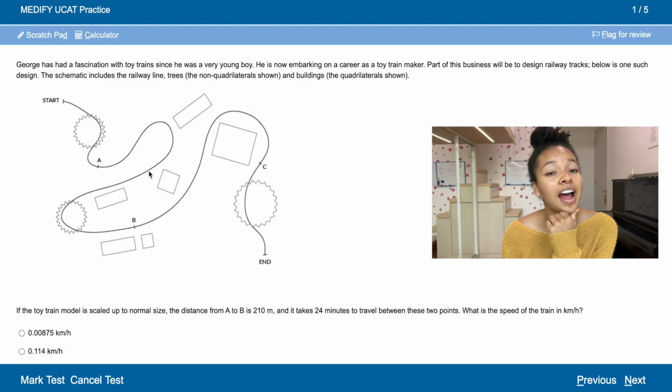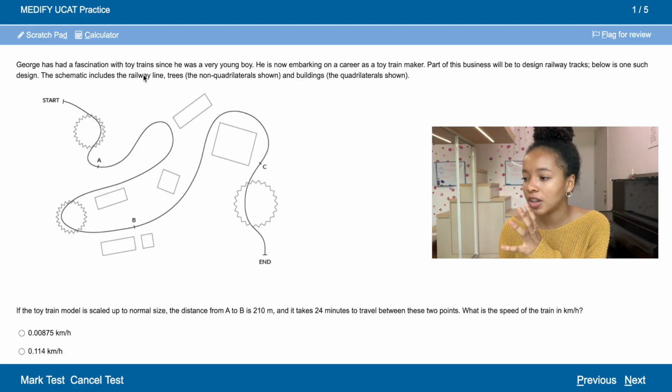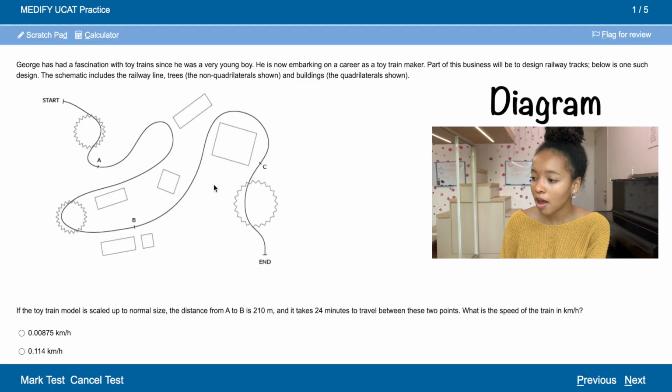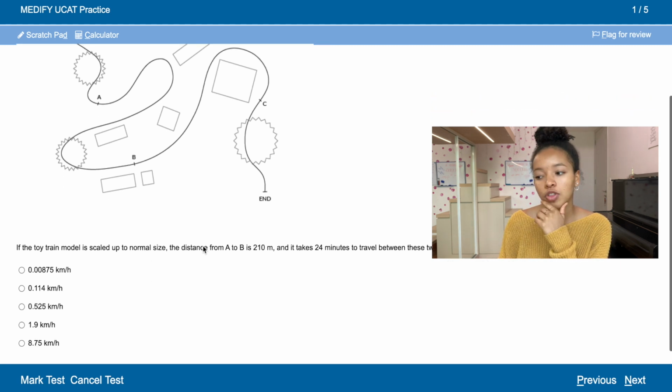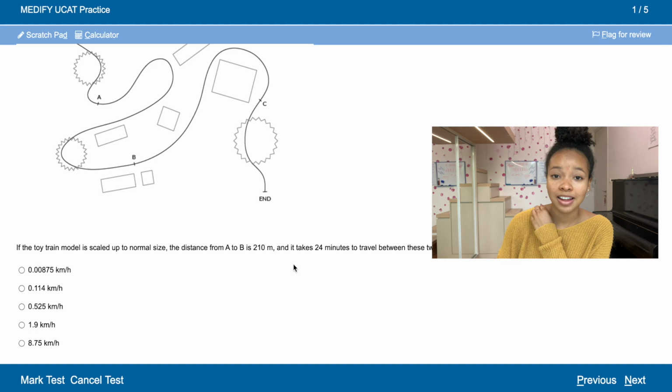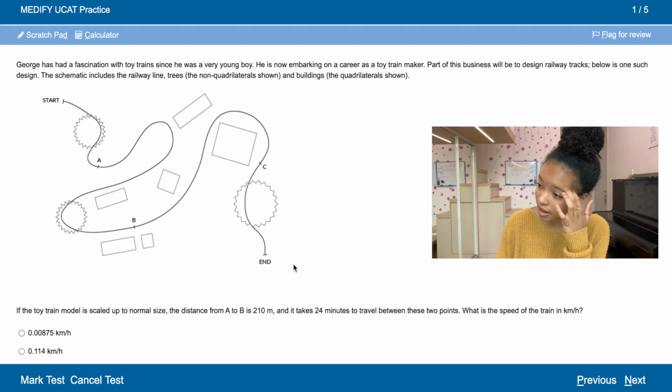Okay, so the next question that I have for you guys is kind of a weird question, with kind of a diagram here. But the way I do this is very similar to tables or graph questions. I just read the prompt quickly to understand what the diagram is about and how to read this diagram. And then I just read the question and answer the question. So, okay, let's do this.